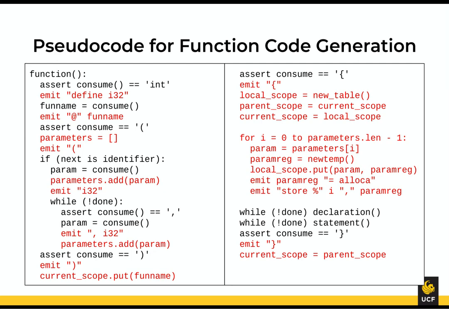So let me just walk through this. So for each I from 0 to the length of parameters minus 1, so that gives me, if there's 10 parameters, I'm going to iterate over this 10 times. I get the name of each parameter, generate a new register for it to hold its memory address. I update that mapping in the symbol table between the name of the parameter and the location, the memory address for the parameter. I emit the stack allocation. And then finally, I store the value of the parameter into the stack allocation for the parameter.